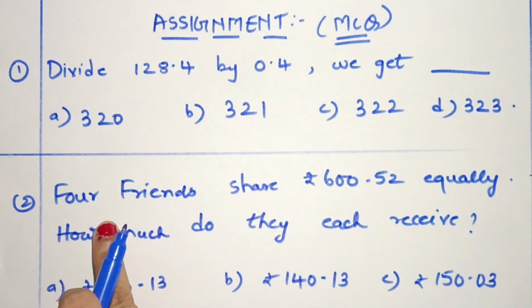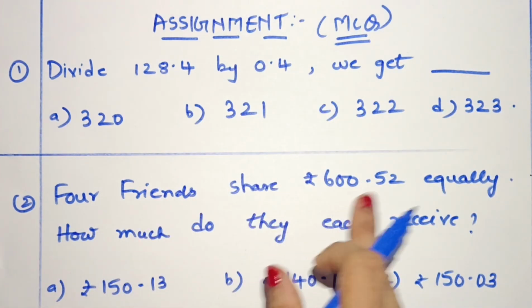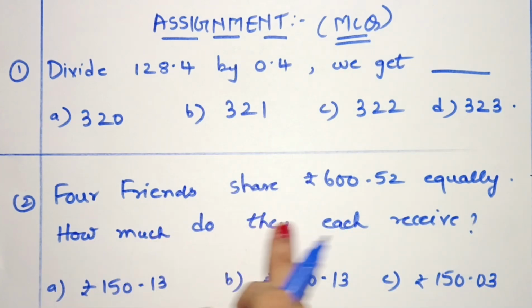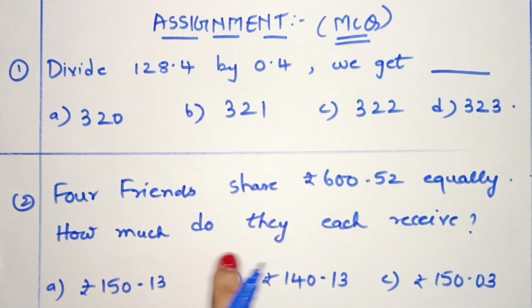Question 2 says, 4 friends share this much amount equally. How much do they each receive? So again solve and try to find out the answer.